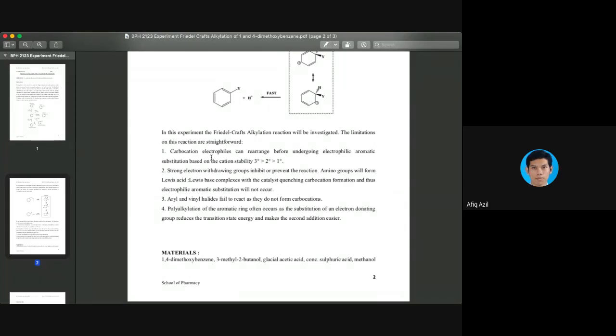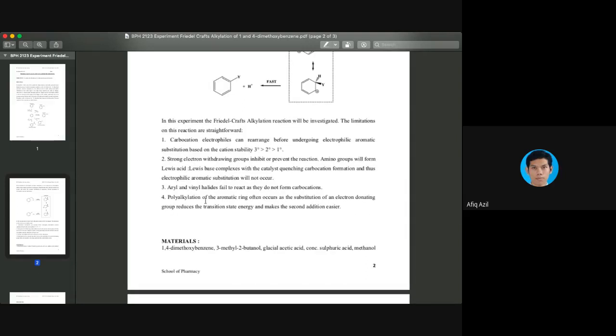You may get very small yield, or there could be no reaction whatsoever, for example with amino groups. So that is the second limitation. And then aryl and phenyl halides will fail to react as they do not form carbocations at all, because of the presence of the double bond. It is very hard for them to form a carbocation because it is already electron rich.